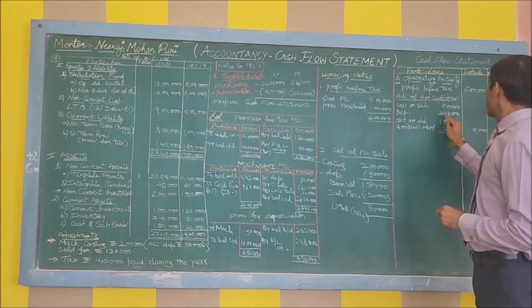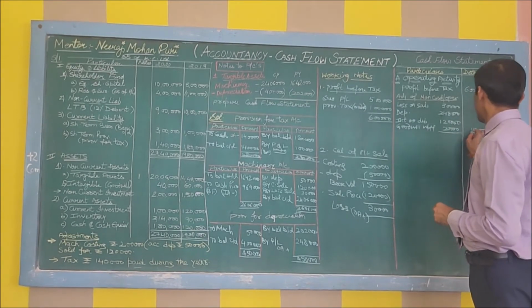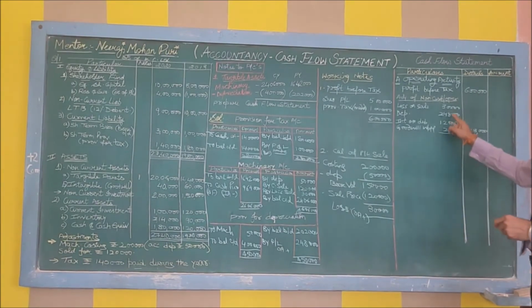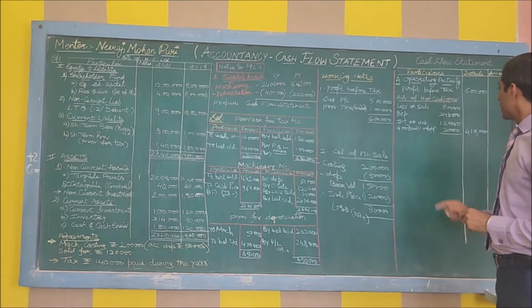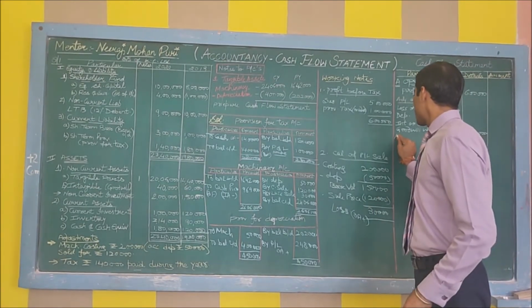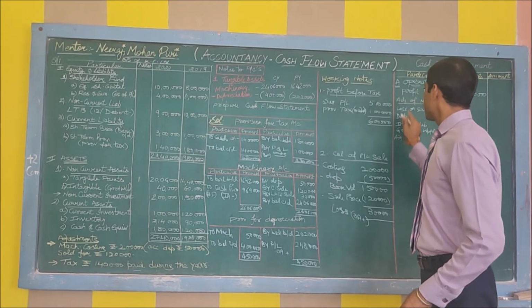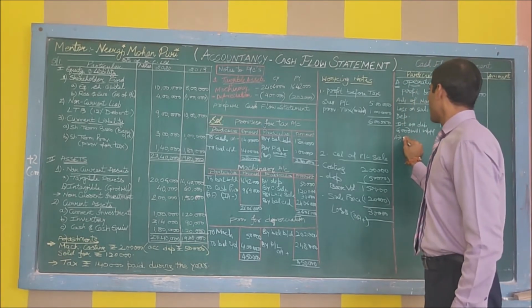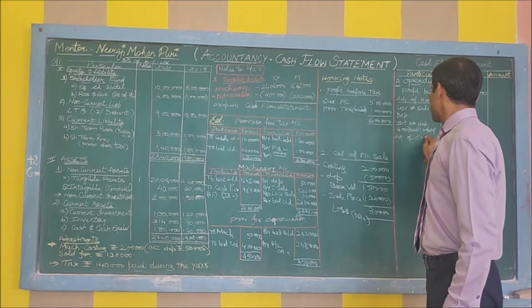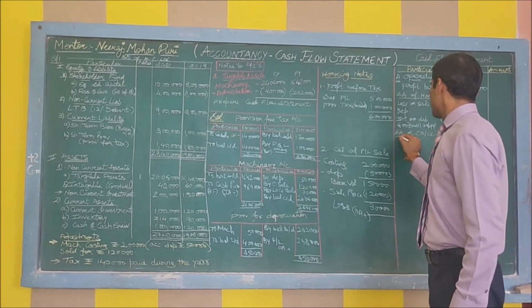This is 2, 4, 8, 3, 11 and 4. This total gives us 4,18,008. Next we have to do adjustment of current assets and current liabilities. We are still doing the first activity, operating. Adjustment of current assets and current liabilities.